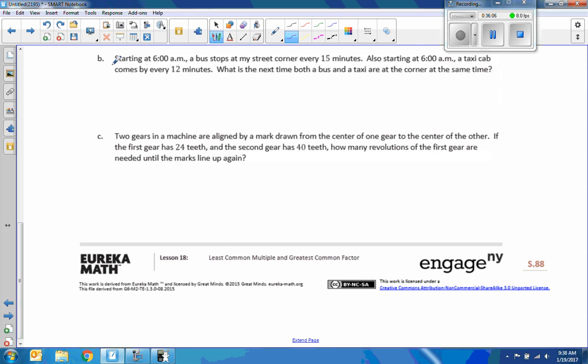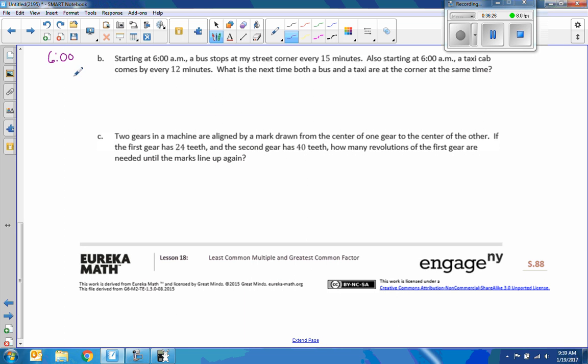B, starting at 6 a.m., a bus stops at my street corner every 15 minutes. Also starting at 6 a.m., a taxi cab comes by every 12 minutes. What is the next time both a bus and a taxi are at the corner at the same time? Okay, so we're starting at 6 a.m.